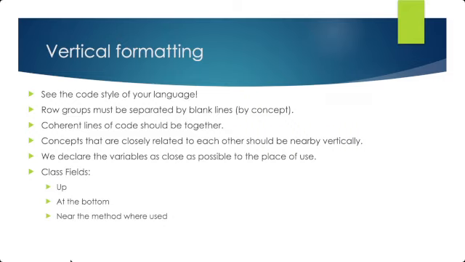The second, separate code blocks with blank lines. I already told you about it, because space between groups of code makes them easier to read. Keep related lines together. If two lines of code belong to the same idea, they should be close to each other. And if you create some variables, place these variables near their usage, because it will be simple to understand and read, and it is not necessary to scroll the code.